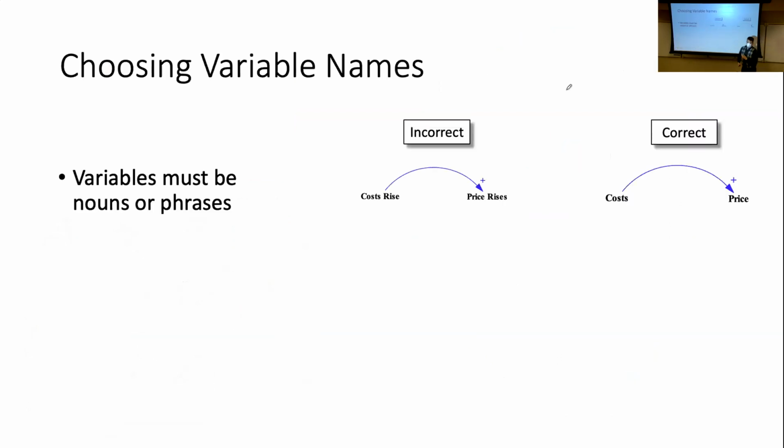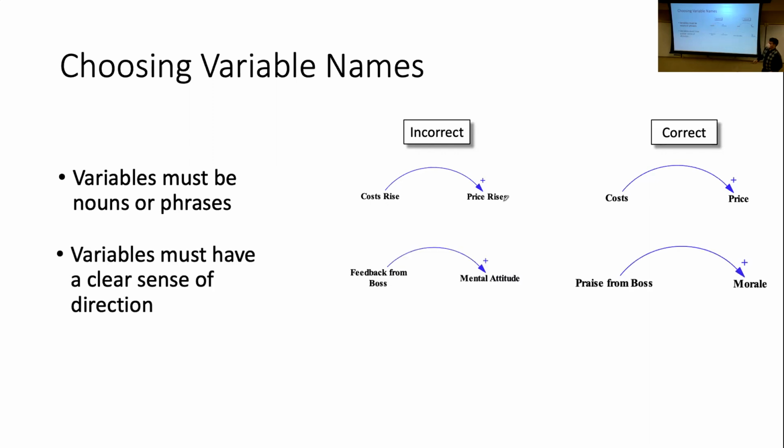And then the other big thing we talked about is naming these things. Variable names must be noun phrases. So we don't want to use verbs in these things. So costs rise, prices rise. It's hard to say when costs rise. I can't do the exercise to figure out what the link label is because there's already too many verbs loaded into the word. So they have to be noun phrases. They must have a clear sense of direction, again, to allow me to label the link. I don't know what feedback is. I do know what praise is. So that's something that has to be in there.